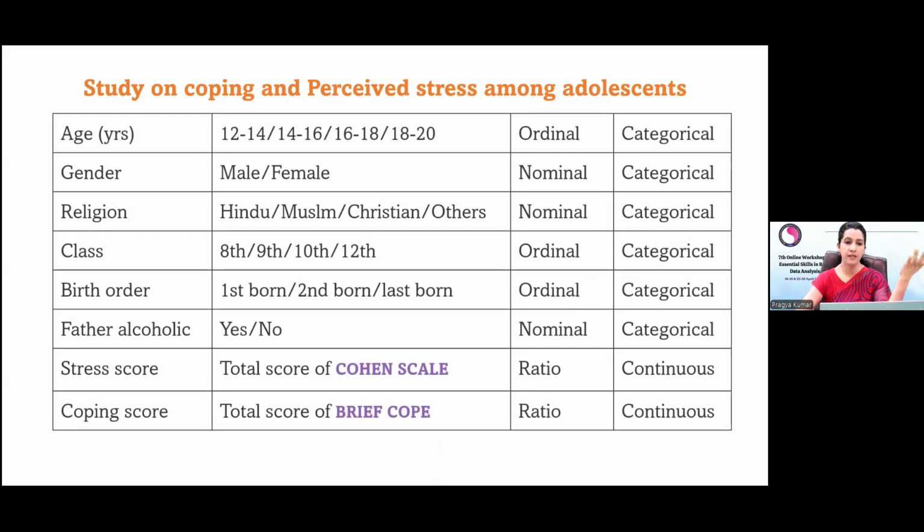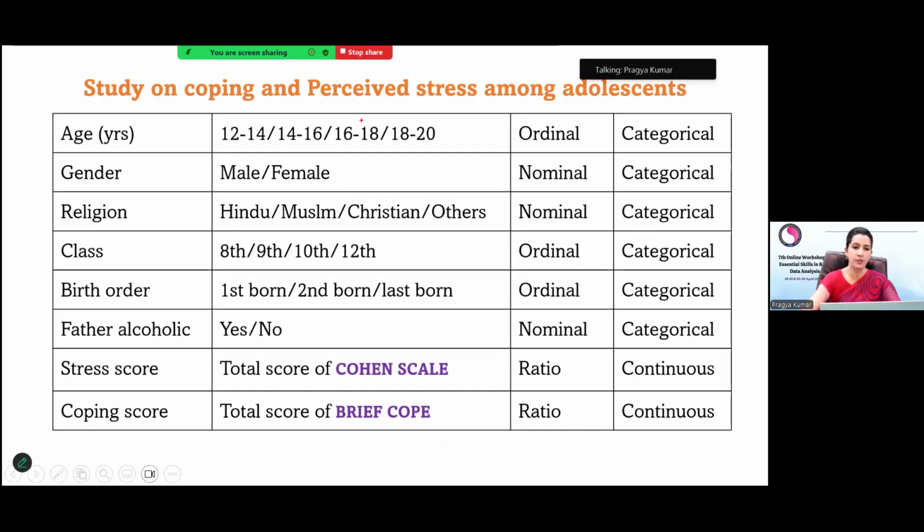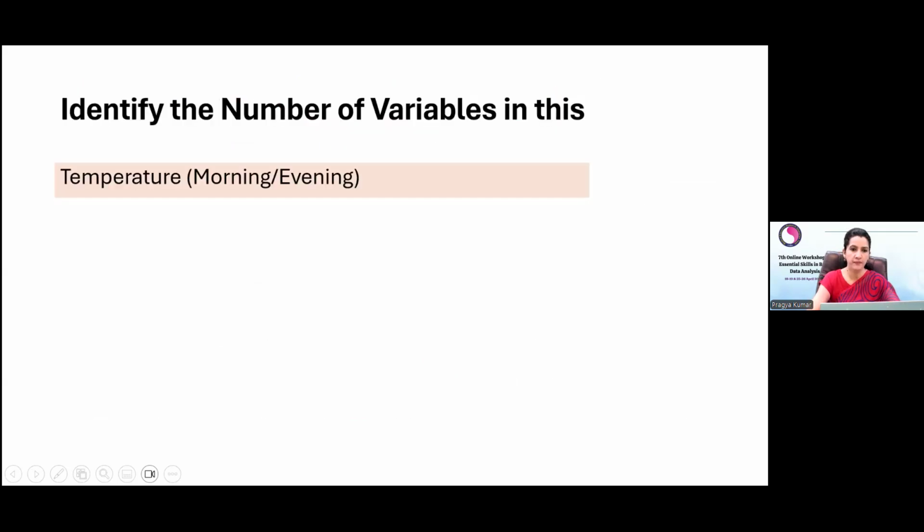This is again one example of a study on coping and perceived stress among adolescents. This is how I was telling you here. Since the beginning, the person has categorized the data like age 14 to 16. Otherwise, here it should be continuous. Again, you can see gender, it is categorical. Religion, I think you know all this, so I'm just skipping this.